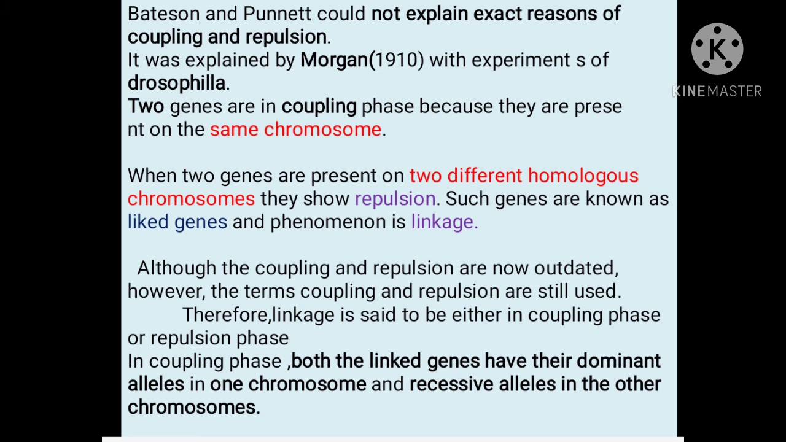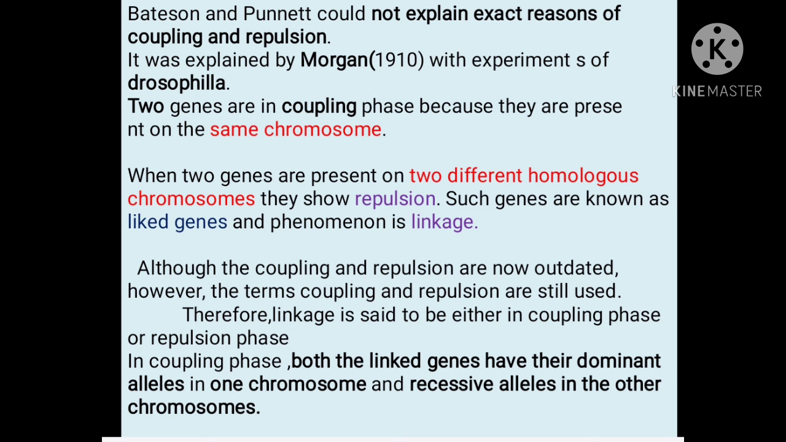Bateson and Punnett could not explain the exact reason for coupling and repulsion. It was explained by Morgan in 1910 with experiments on Drosophila. The two genes are in a coupling phase because they are present on the same chromosome. When the two genes are present on two different homologous chromosomes, they show repulsion. Such genes are known as linked genes, and the phenomenon is known as linkage.